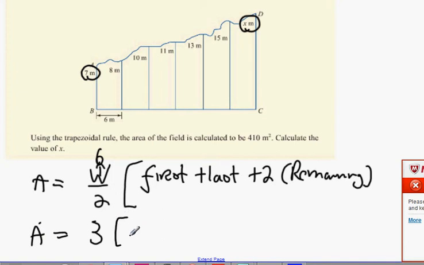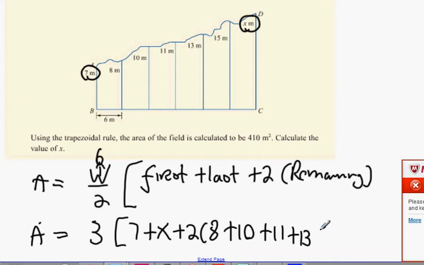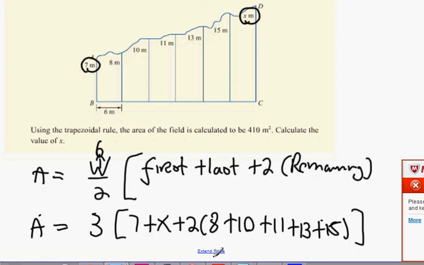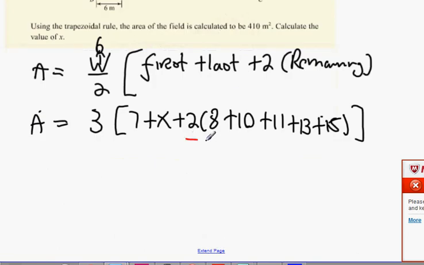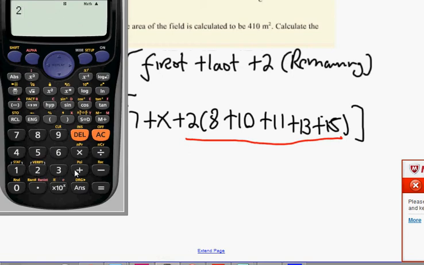The first is going to be 7, the last is going to be X, then it's 2 times the remaining, which is 8 plus 10 plus 11 plus 13 plus 15. All we have to concentrate on now is the part underlined in red, because this is what we need to add together, and then we're going to put it beside the X. So it's 8 plus 10 plus 11 plus 13 plus 15.